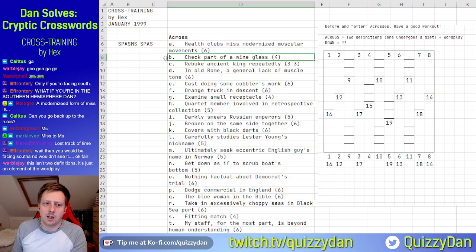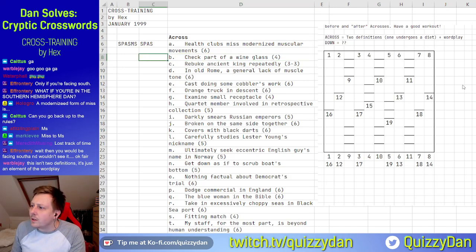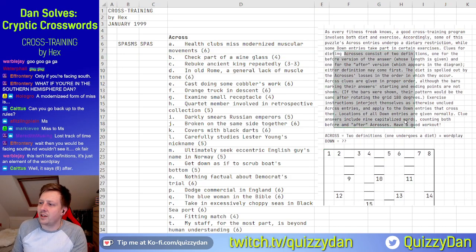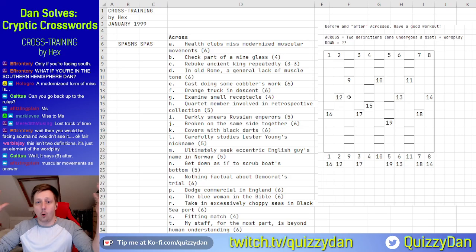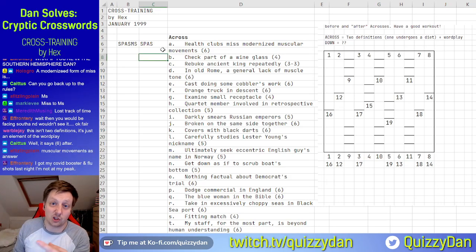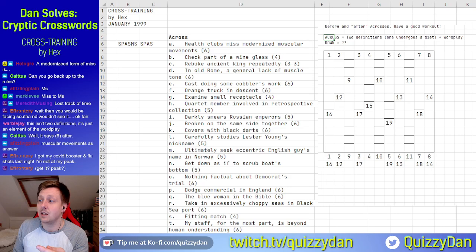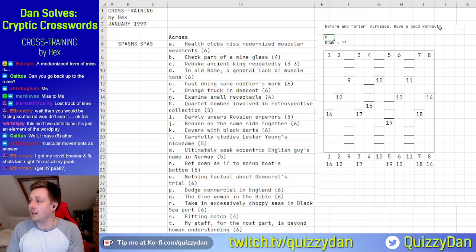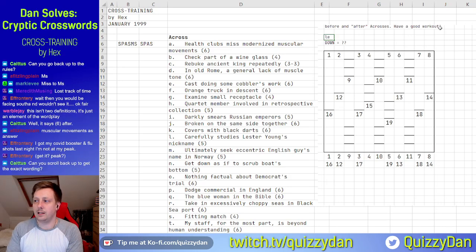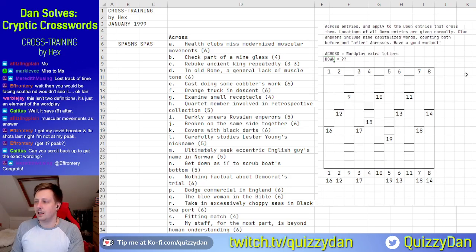Is it saying... Oh, is what this is saying is that the word play is for the before, and we have to put in the after, which is the bit on a diet, i.e. the shorter bit, which is the definition here, health clubs. I think that's what it's saying. Wordplay has extra letters. I think that's what it's saying.